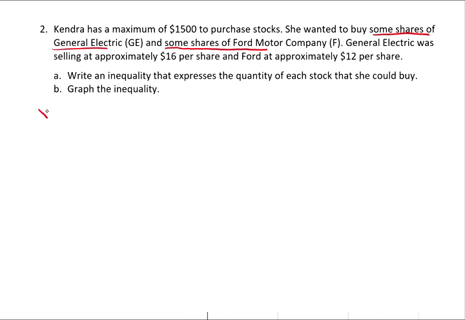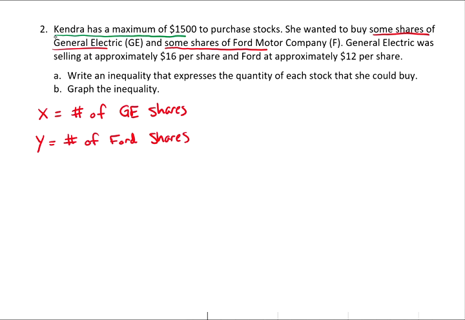So let's say X equals the number of GE shares, and Y equals the number of Ford shares. Okay, so those are the things we don't know. Now, what about this problem tells us it's an inequality? Well, it's that first sentence. Kendra has a maximum of $1,500 to purchase stocks. So she could spend up to $1,500.